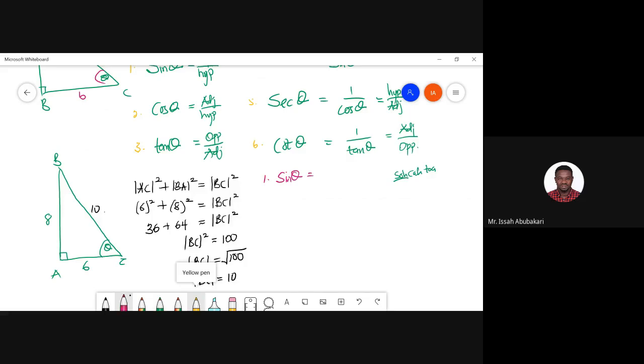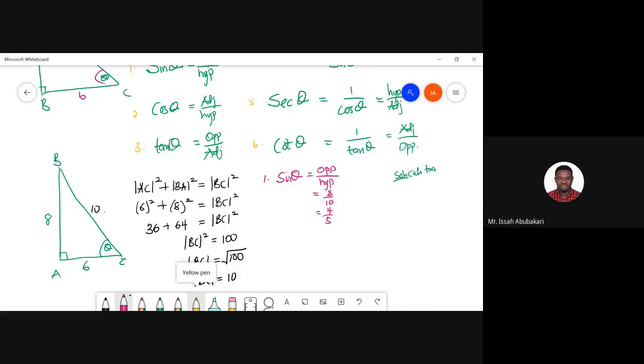So sine theta will give us O divided by H, and we know O is opposite divided by H, which is hypotenuse. So our opposite and hypotenuse, what is the opposite here? The opposite is 8 divided by hypotenuse, which is 10. Please, let's try to simplify it to the simplest form. So we have 4 divided by 5.